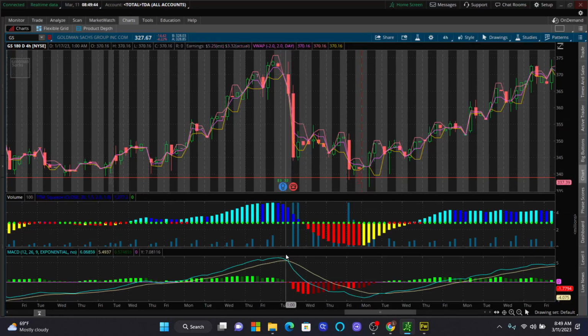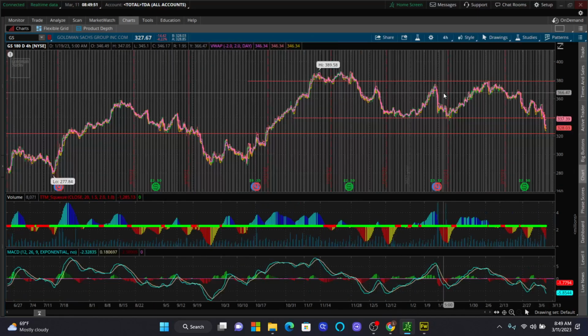Because look, right after we have that cross on the MACD on the high side, it went down and touched the support line again. So guys, this is an example of how you can use the TTM squeeze to give yourself a trading edge.